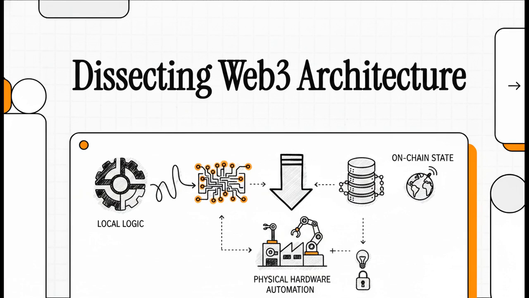So, our goal today? We're going to rigorously untangle a really widespread architectural mix-up. We'll systematically dissect two completely different technological components: local logic and on-chain state. And then we'll show you exactly how they flawlessly snap together to create real physical hardware automation.